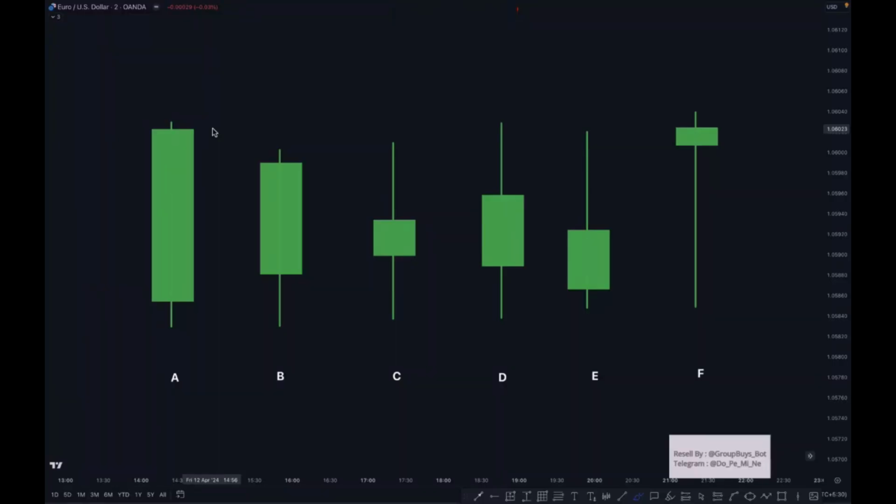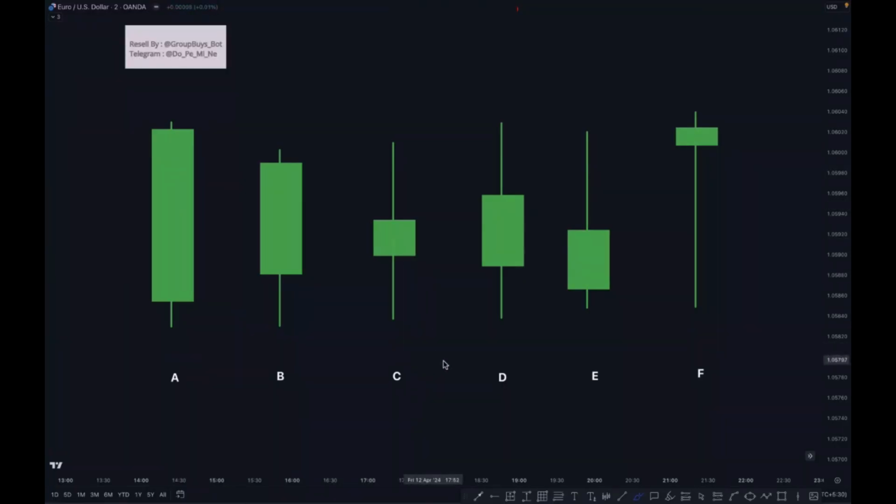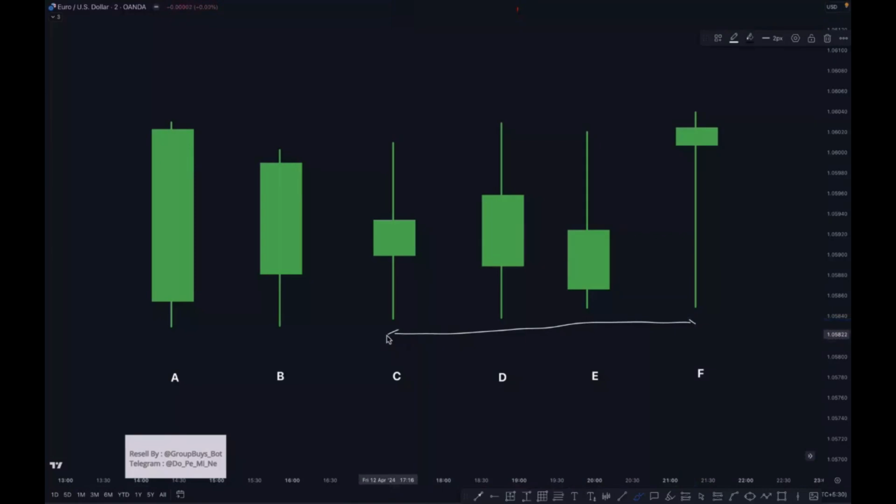So we are just learning about candlestick formation. These are bullish candlesticks here. The first candlesticks are A and B. These are two strong candlesticks here, and C, D, E, and F, the rest of the four candles, are also bullish candlesticks here.